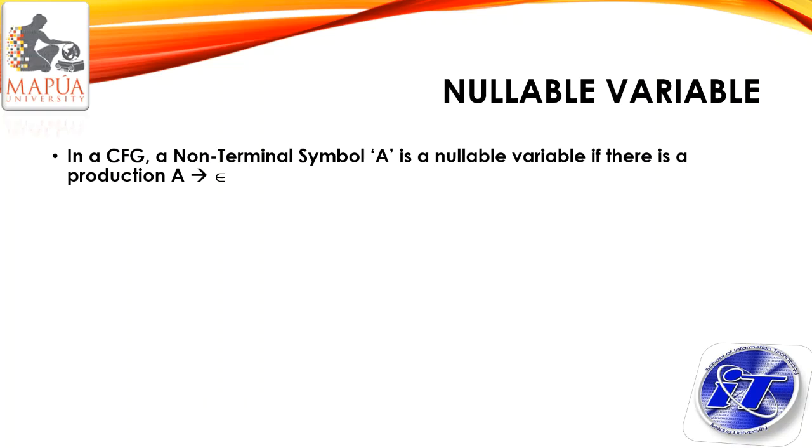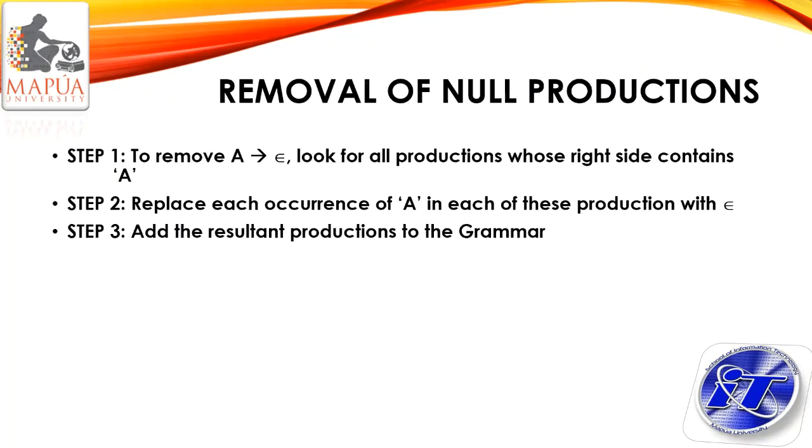So how could we remove nullable variables or nullable productions? We have three steps. For step one, we need to identify all production rules that yield a null. One at a time, we're going to remove these productions. So for example, we have this A yields to null. That will be step one, identify.